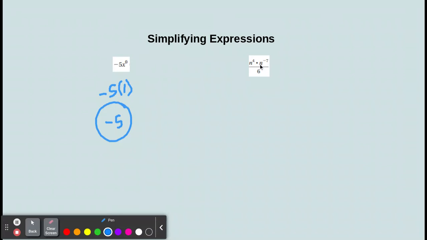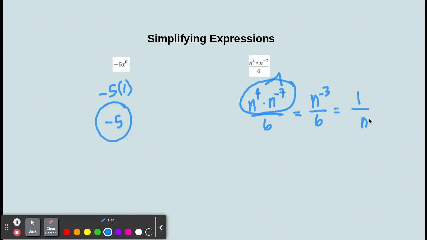Over here we have 4n to the 4th times n to the negative 7th over 6. This top part we can simplify by adding those two exponents, because that's the product of powers property. So 4 minus 7 gives us n to the negative 3. We're left with that, but we know n to the negative 3 is the same thing as 1 over n to the 3rd power on the bottom. 6 is still on the bottom, so that is our answer.